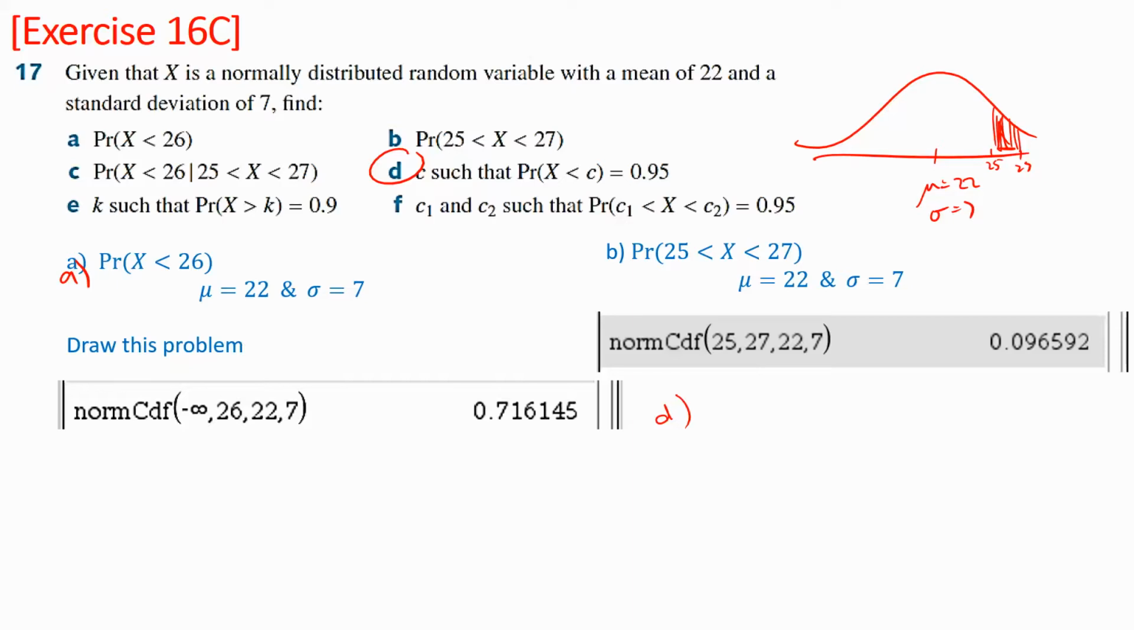C, because it's 95%. Remember when you calculate anything less than a particular value, it has to start from negative infinity. So negative infinity, 95% has to pass the center. So the center is 50%. So 95 has to be somewhere over here. So I know the value has to be bigger than 22. So let's say C is over here, I'm just making it up. Let's say C is here. I know that the total area has to be 0.95.